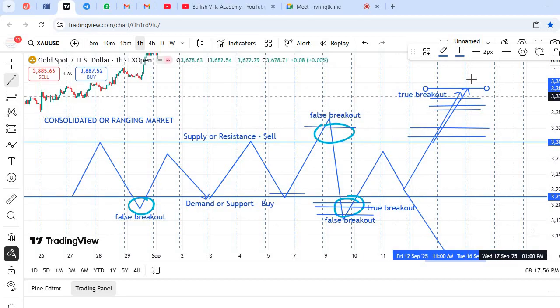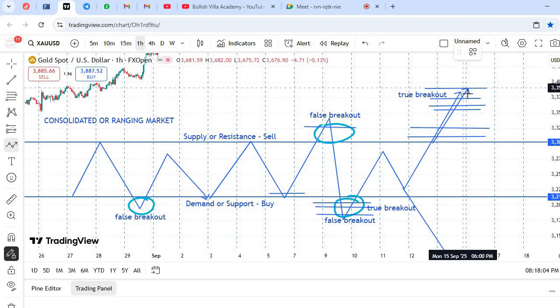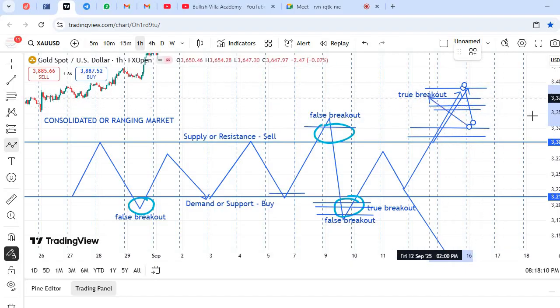After an impulsive move, what's the next thing? Oh yeah, retracement. Thank you. So after an impulsive move, it will now retrace. As it's retracing, all of you that have entered here, it will take you out. It will take out your stop losses.